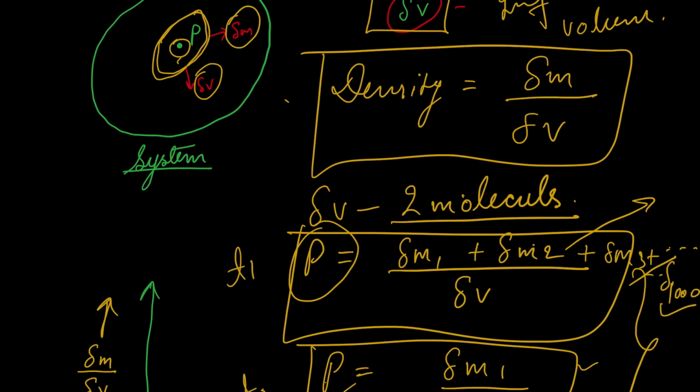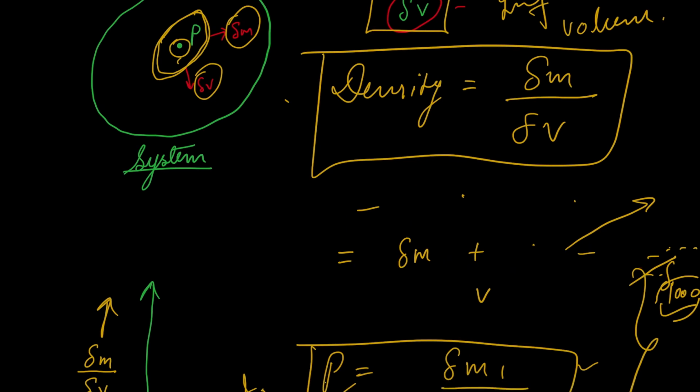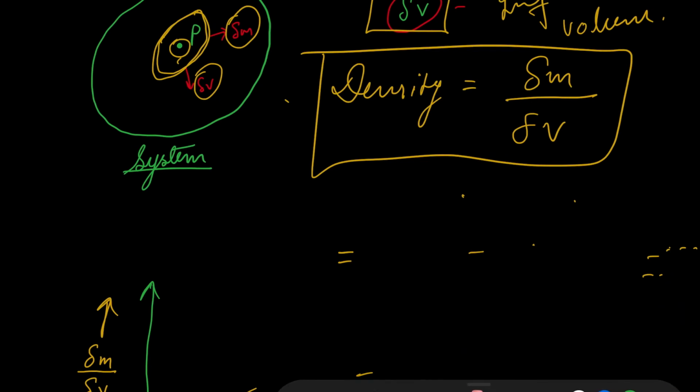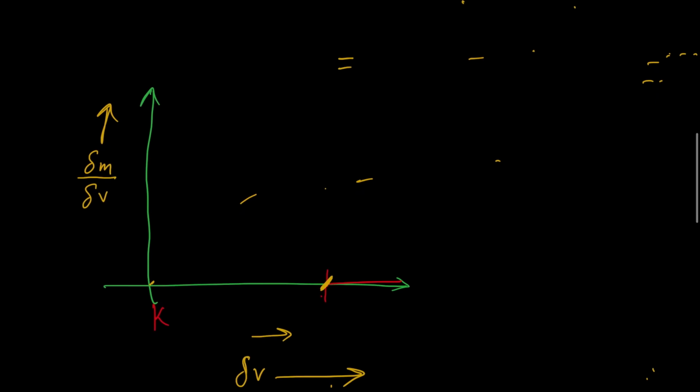From here, the continuum starts, and we can understand it through a graph. Let's just erase this from here and try to understand it through a graph. So I have a plot of density versus volume. Now, as I increase my volume, my density is going to decrease. It reaches a point after which it is constant. This is the density.